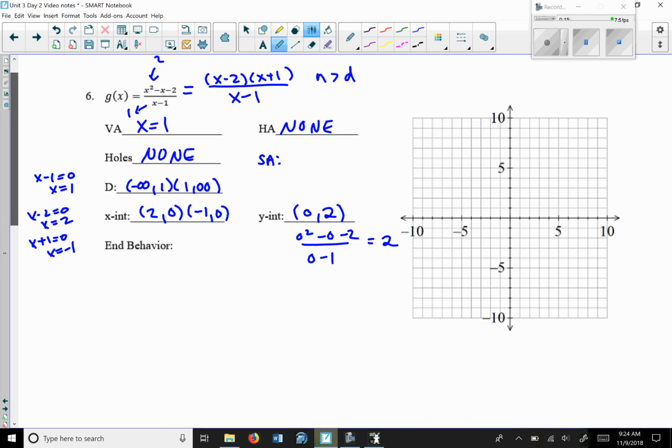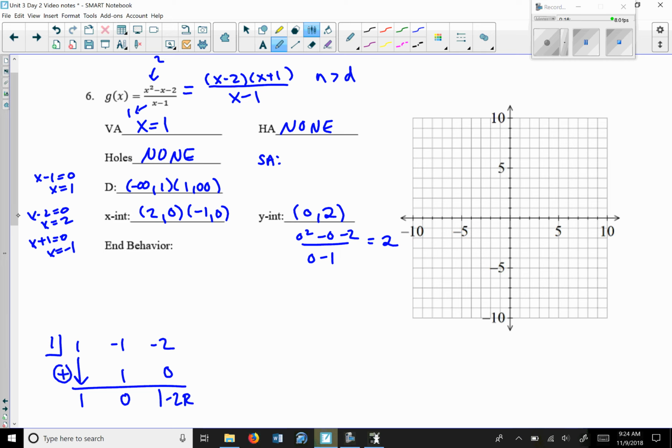So to find the slant asymptote, we can use long division or synthetic division. Because we're dividing by a linear binomial, we can use synthetic division. So the 0 goes in the box, which is 1 from the denominator. Then we have the coefficients of our numerator, so 1, negative 1, negative 2. Bring down that first term, so 1 times 1 is 1. This gives me 0. 0 times 1 is 0. So my remainder is negative 2.